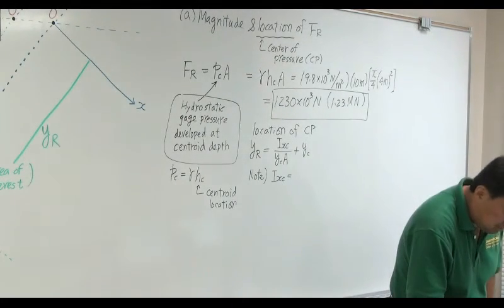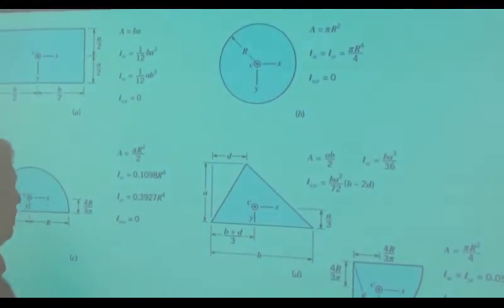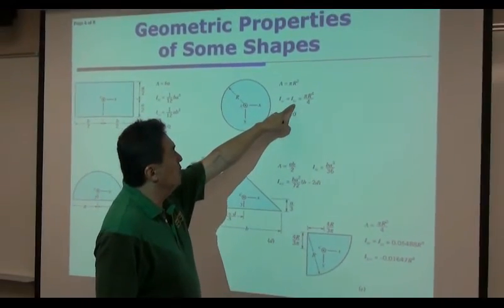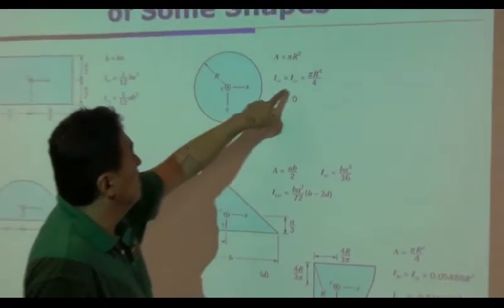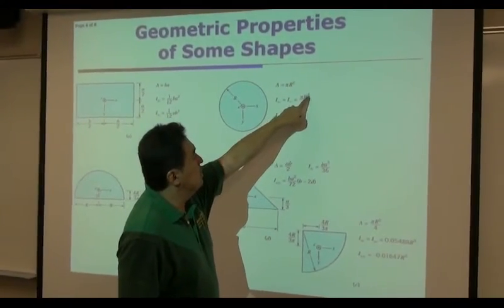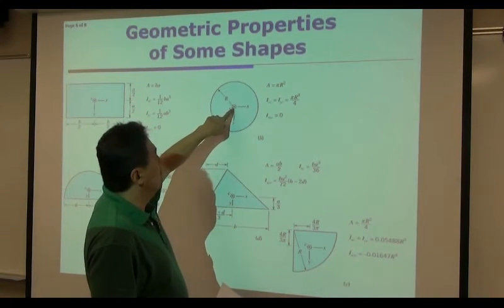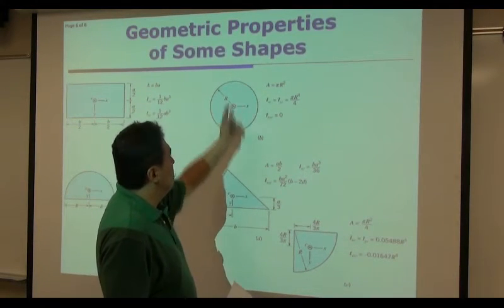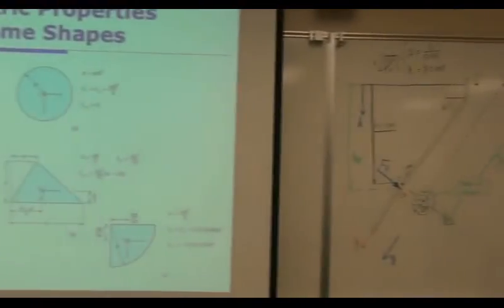Let's go back and take a look at one page back. This IXC, you're going to go back to page 6 and take a look at IXC and IYC for the case of the circular cross-section. This is pi times radius to the fourth over 4. So this is the moment of inertia taken at the location of the centroid in the direction X. In this case, direction X and direction Y are the same thing because it's symmetric. Okay? So let's just take this value.